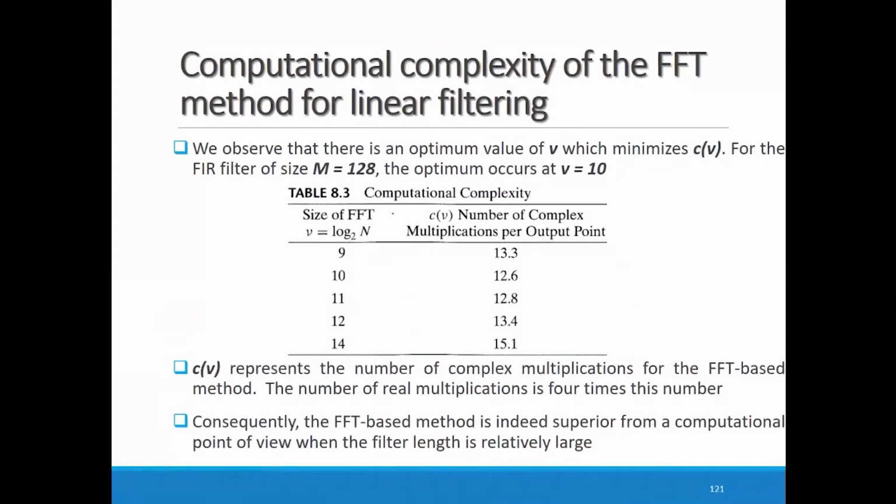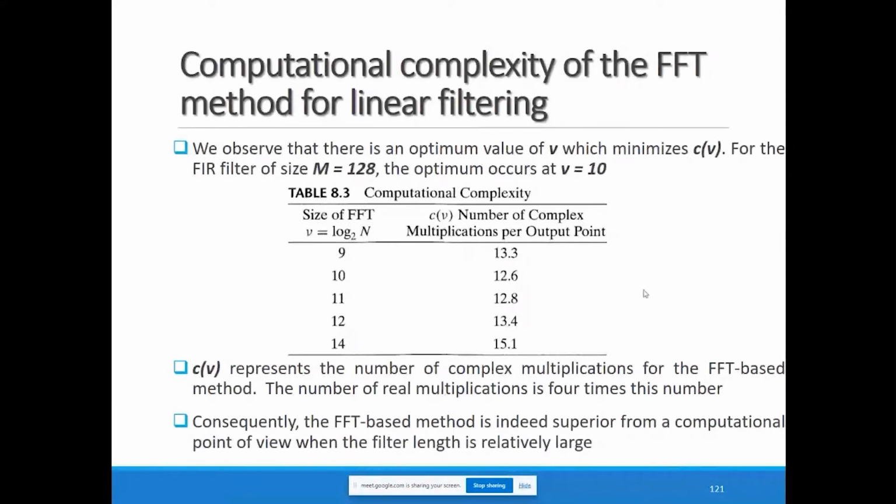Here it will calculate the computational complexity. So size of FFT, suppose you are taking v is equal to log 2 n. Here the number of stages, the values of v, are shown: 9, 10, 11, 12, 14, and CV, that is the computational complexity, the number of complex multiplications per output point. If I take v equal to 9 and apply this value in the equation, I get the number of complex multiplications per output point as 13.3, 12.6, then 12.8, then 13.4. As we have mentioned, CV represents the number of complex multiplications for the FFT based method.